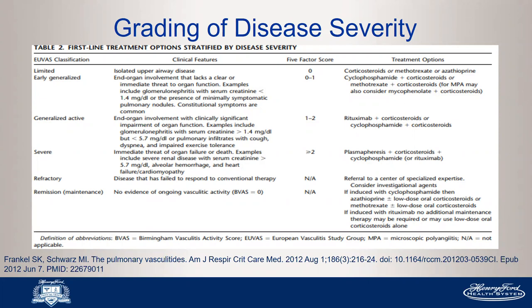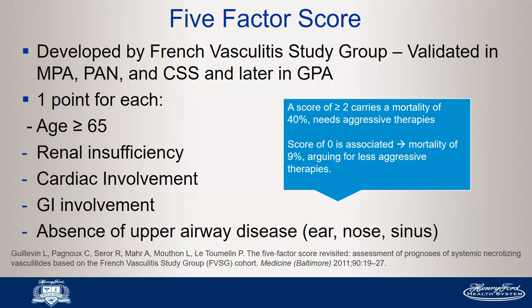And then when you talk about severe, you think about cases that you see in the ICU, right? It's severe, immediate threat to organ failure or death. So you see severe renal disease, patients in acute renal failure, or you see patients with alveolar hemorrhage, heart failure, cardiomyopathy. These are things that have high mortality associated with them. And then refractory, obviously, these are the patients that have already been treated with something and the disease is not controlled, has failed to respond. And then remission is once you've started the patient on therapy and now they have no evidence of ongoing disease activity. And we'll talk a little bit about treatment in the coming slides.